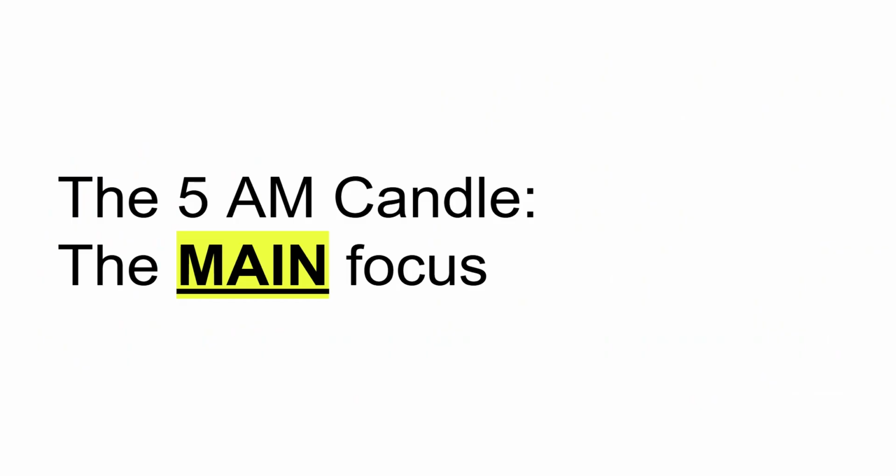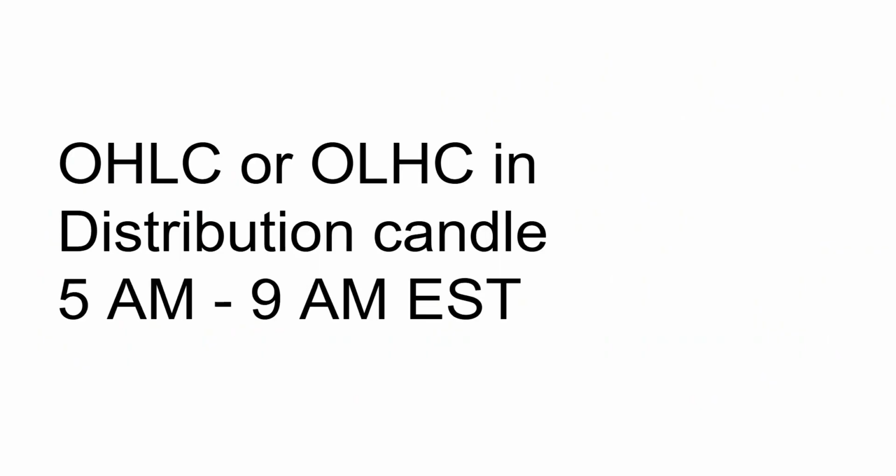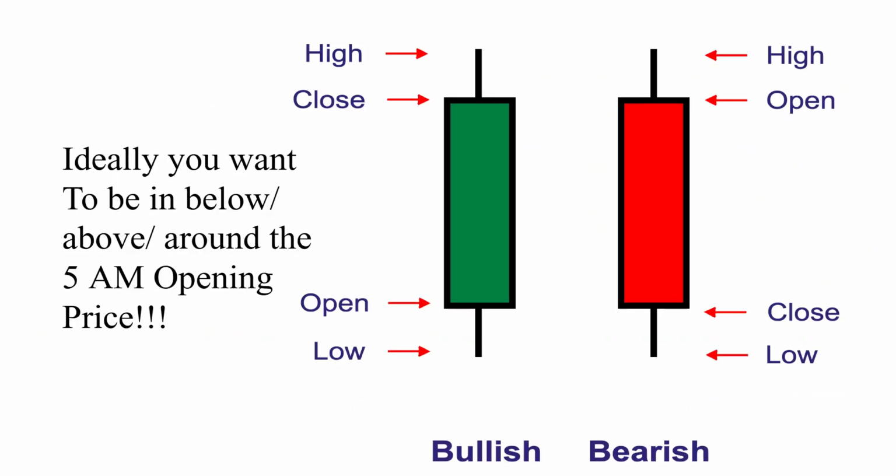Now, the 5 a.m. candle, that is our main focus because that is when we start trading. That's when London has already started. Everything is underway, and we're going to see how things progress. So this is the main focus. So now when we talk about open, high, low, close, or open, low, high, close, in the distribution candle, also known as 5 a.m. to 9 a.m., this is what we talk about. These are the types of candles that you should see between 5 and 9. This is how the 4-hour candle should look ideally when it closes.